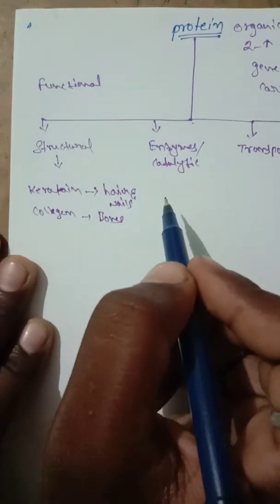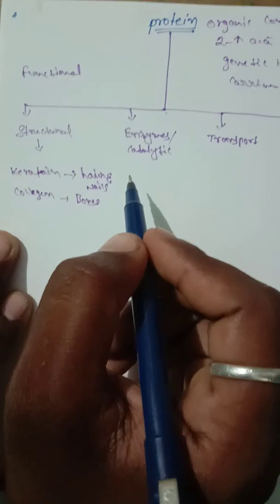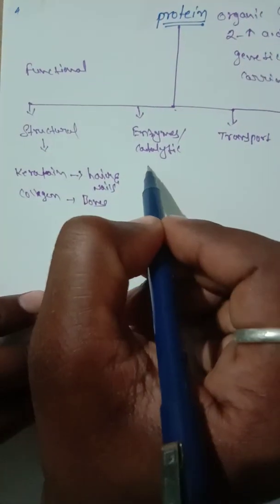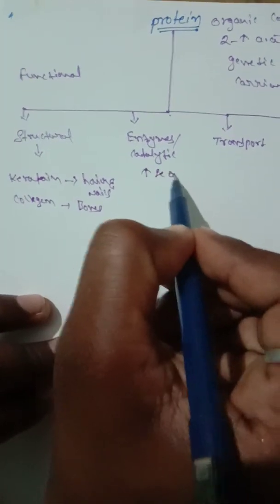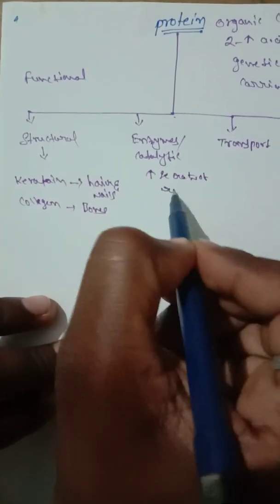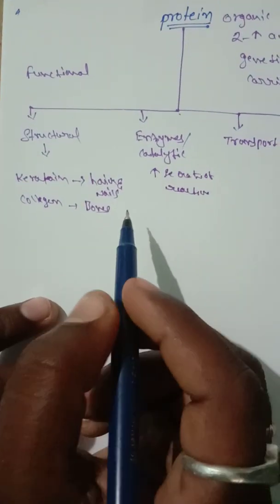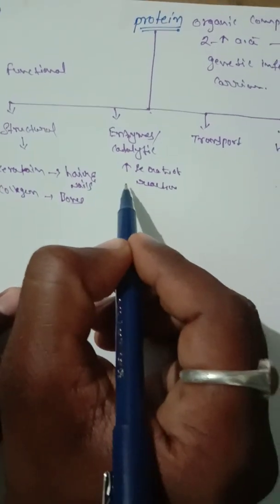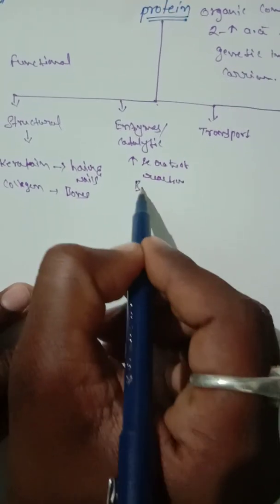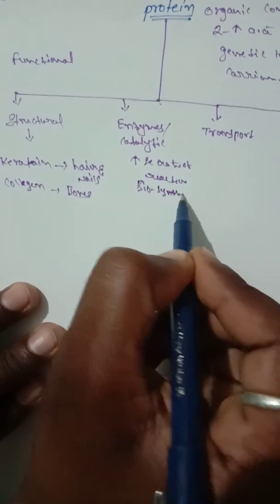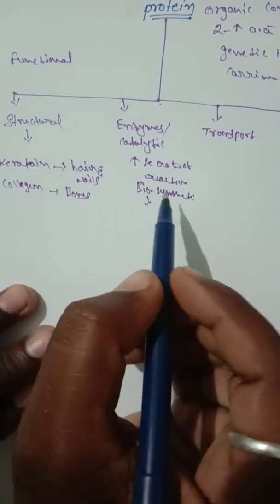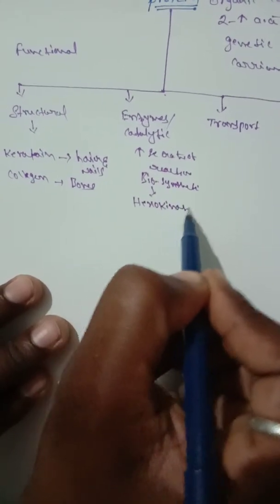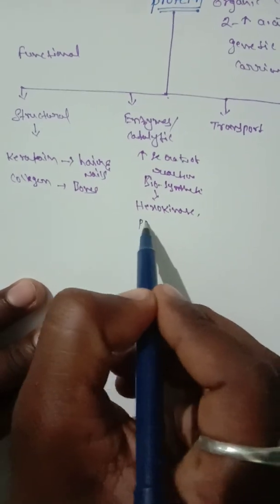The next one, enzymatic or catalytic proteins. These proteins are involved in increasing the rate of reaction, known as enzyme or catalytic activity. The enzymes are involved in the biosynthetic reactions. What are the examples? Hexokinase and pepsin.